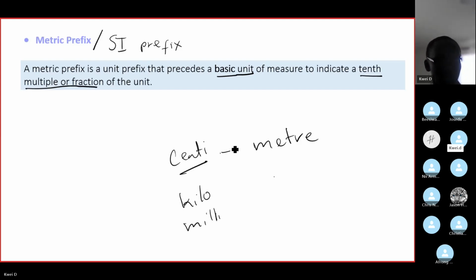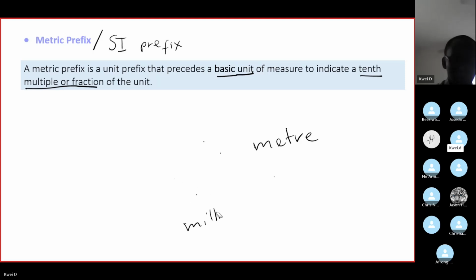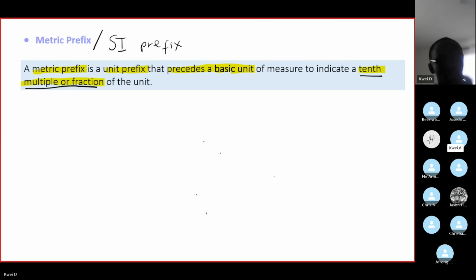So let's take the definition again. We are saying that a metric prefix is a unit prefix that precedes, comes before, a basic unit of measure, and it indicates a tenth multiple or fraction of the unit. Some of your books will say it indicates a decadic multiple, a tenth multiple or fraction of the unit. Those are what we call metric prefixes.